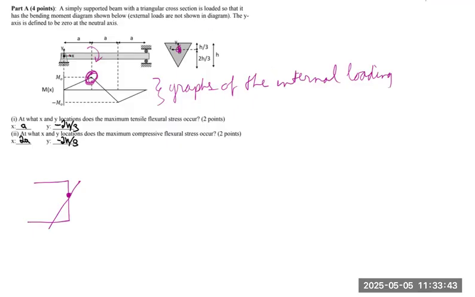And a clockwise rotation, a clockwise internal moment at A, is going to correspond to the beam bending like this. Since we have a counterclockwise internal moment at A, the beam is going to bend like this, and thus the stress state at this bottom location is going to be in tension, while the stress state at this location is going to be in compression.